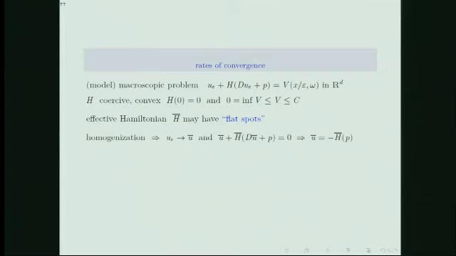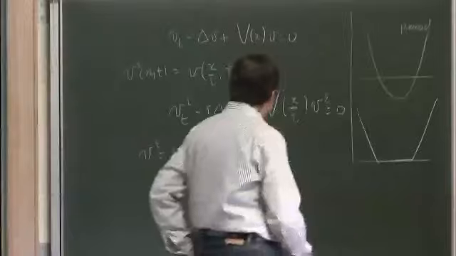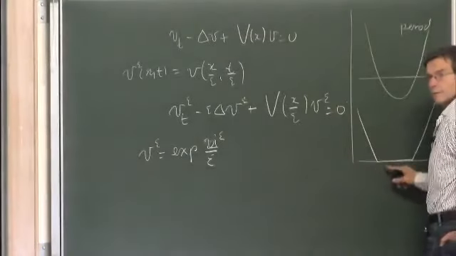Okay, now let's go to rates of convergence. And to do rates of convergence, I have to look at this model problem. The result is more general, but I'm just stating it in a simple case. So I'm assuming H is coercive, convex. To simplify things, I make it be 0 at 0. And I'm taking a potential here, which is greater or equal to 0 and bounded. In that case, the effective Hamiltonian will have flat spots. The H bar will look like that.